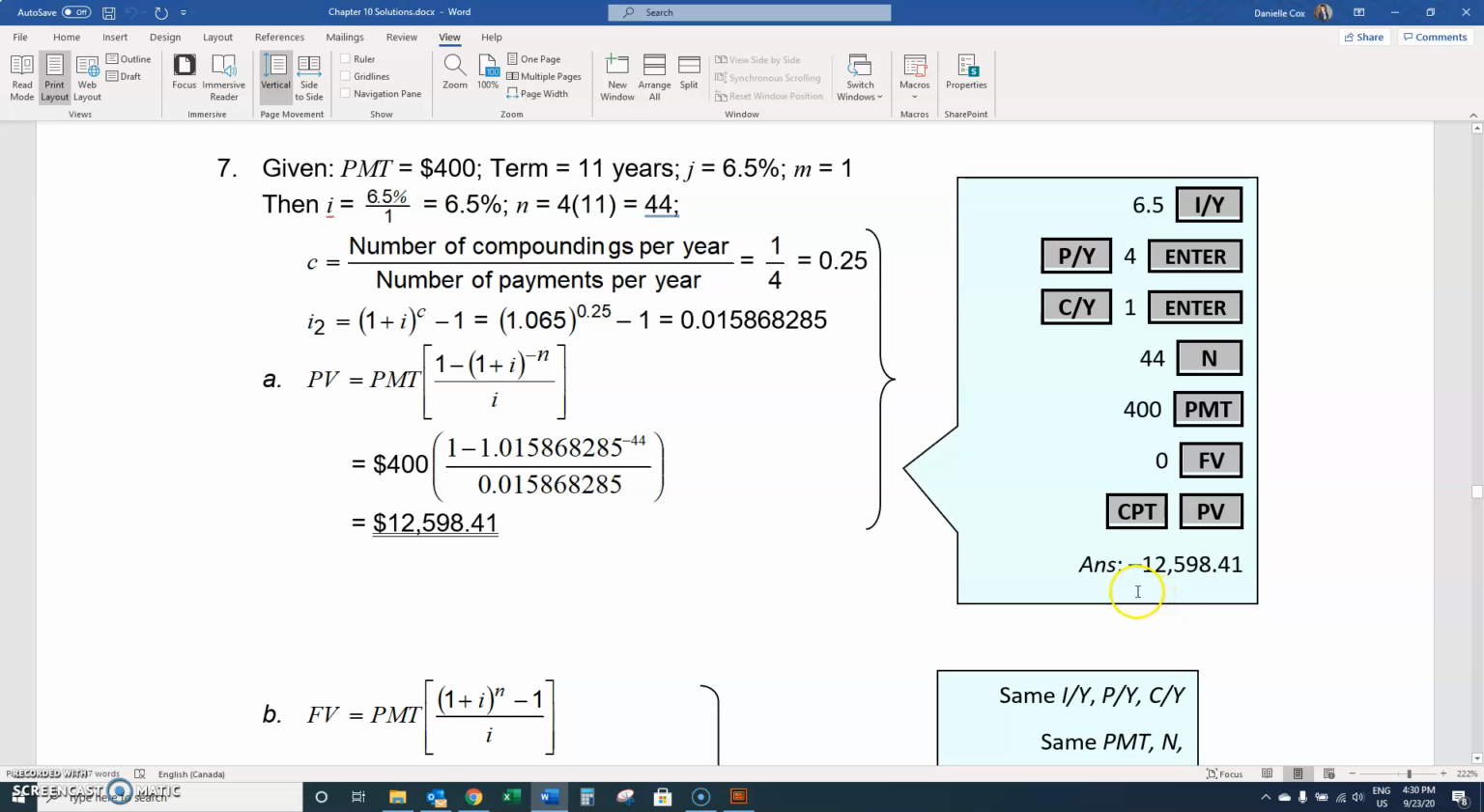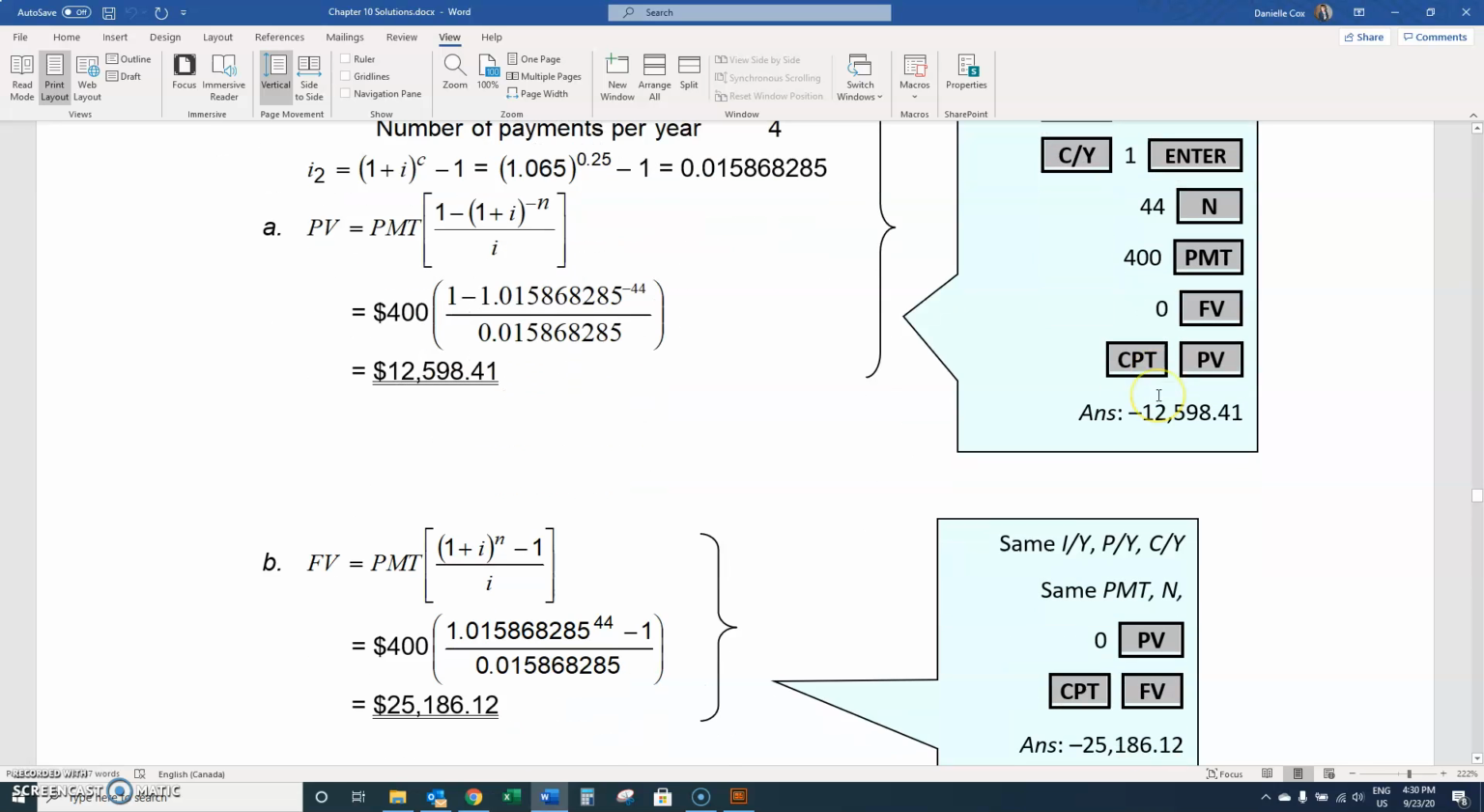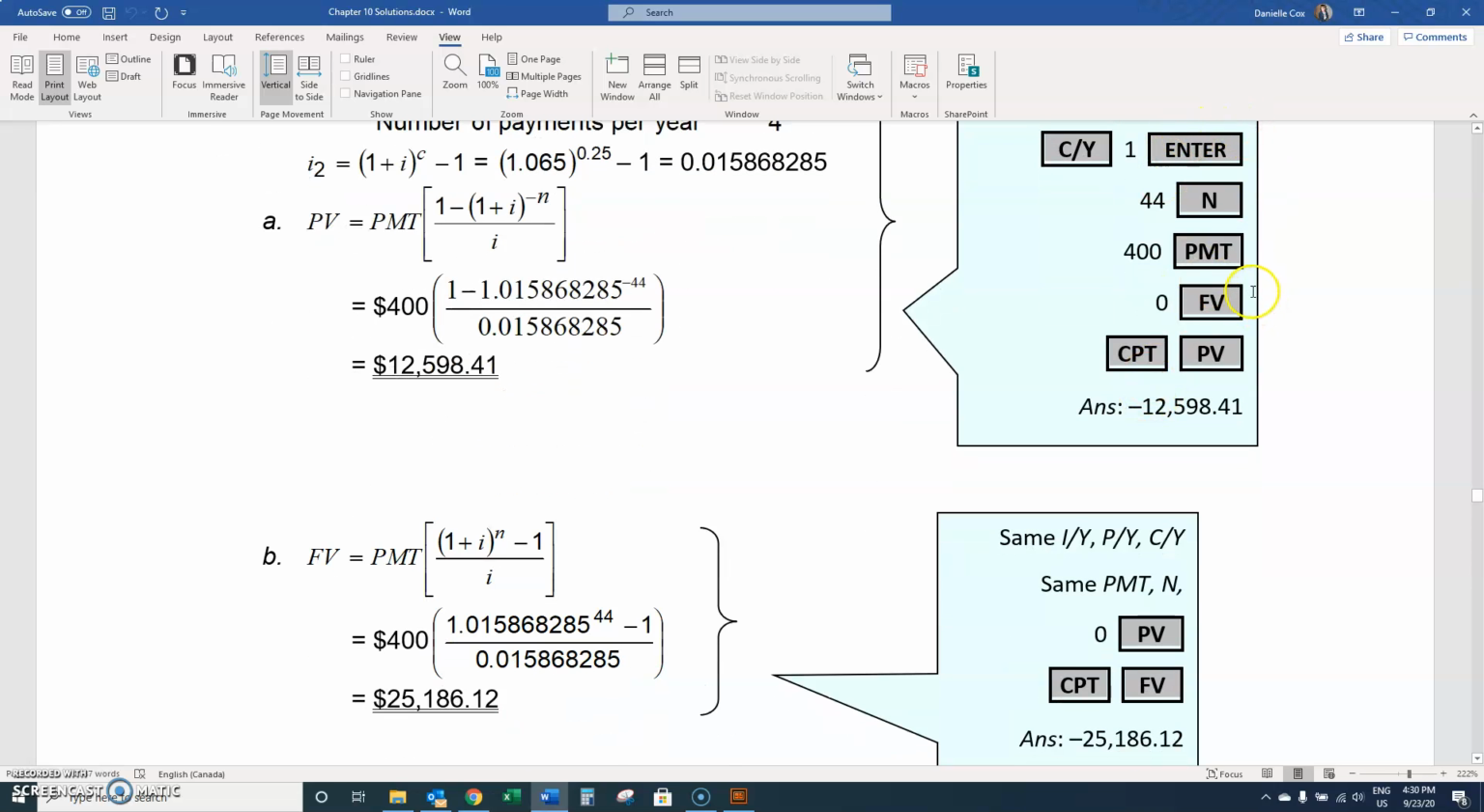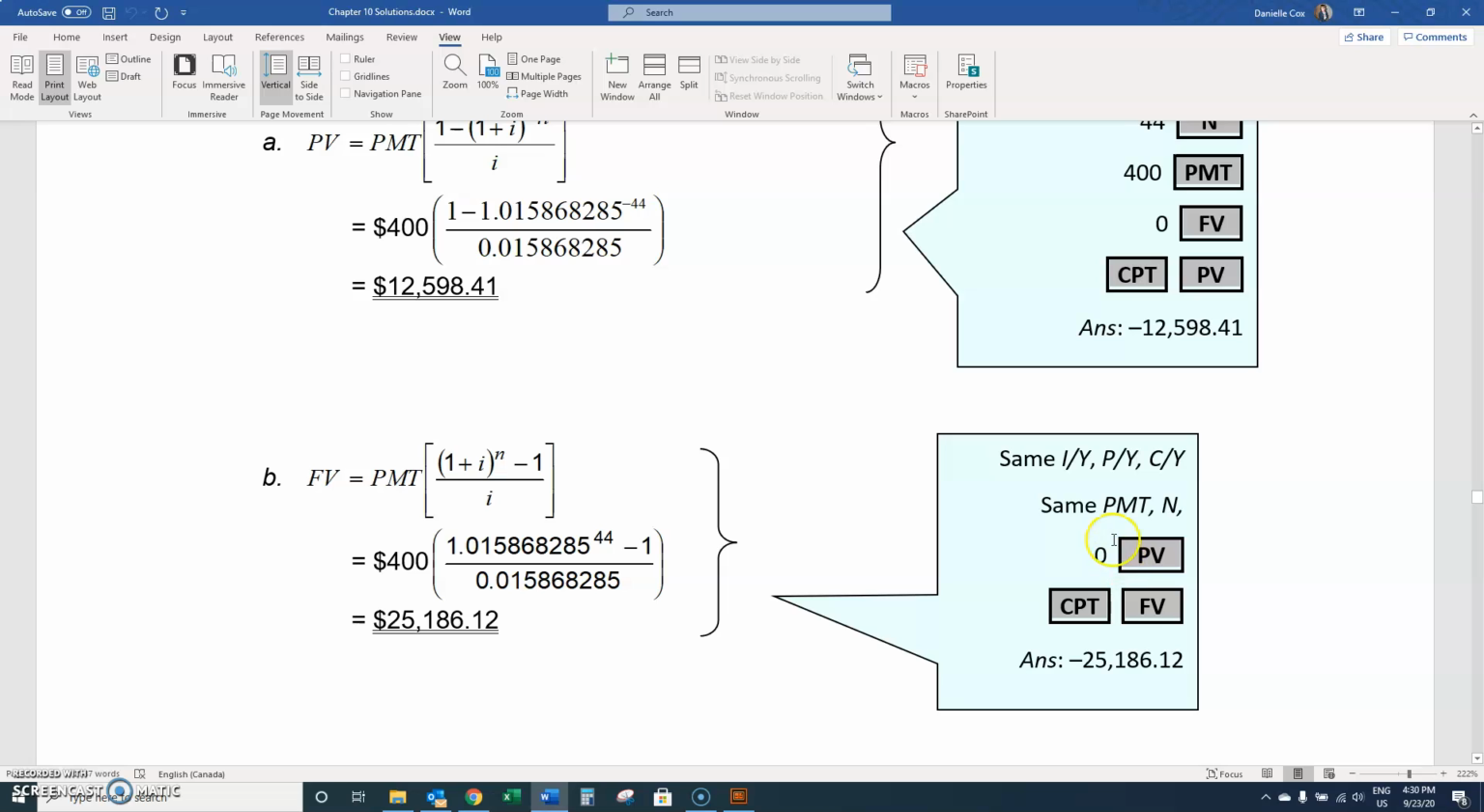Now we need to calculate the future value. Again, the beauty of the calculator is that all the other information stays the same. The only thing we're going to change is to enter a 0 for our present value, and then we're going to compute the future value.